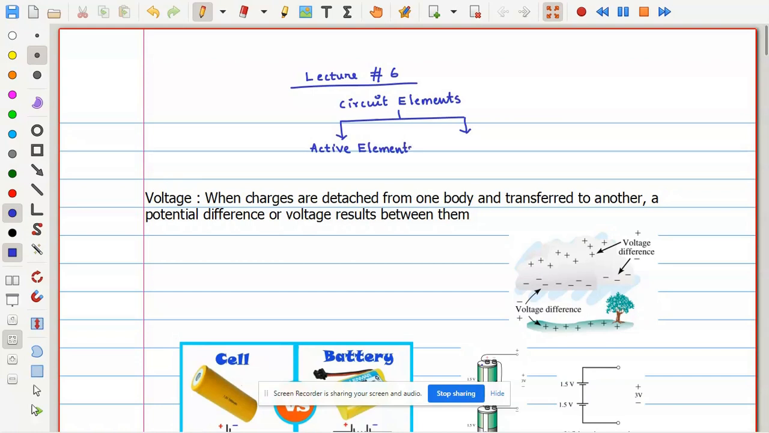Active elements are usually the sources. And the other class is the passive elements, which absorb the energy over time. And here we saw that active elements are further classified into voltage sources and current sources, which can be independent and dependent. That classification we had seen along with symbols and characteristics.